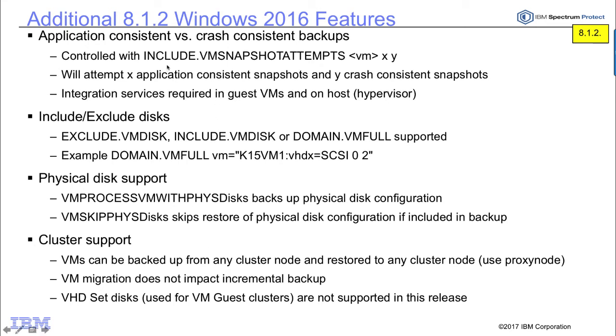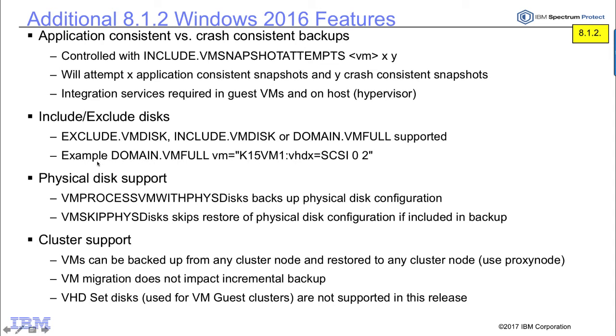We have added this include VM snapshots parameter, which will attempt to do consistent data protection of the VMs before switching to a crash consistent snapshot. So basically, when you set this, you set up X consistent snapshots, and then it will try Y crash consistent snapshots before doing a backup. Now, in order to use this feature, you do require integration services be installed in the guest VM and also on the host hypervisor.